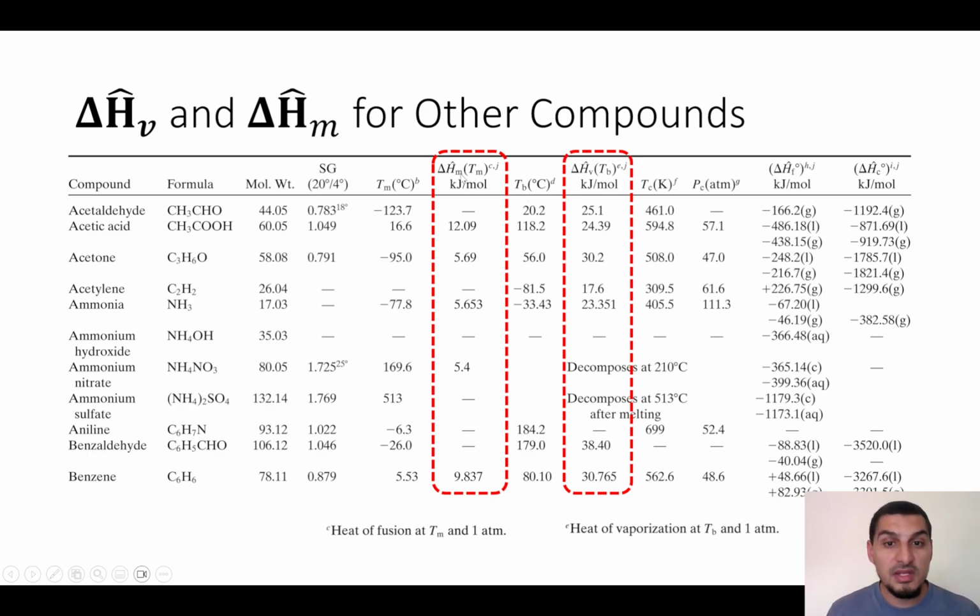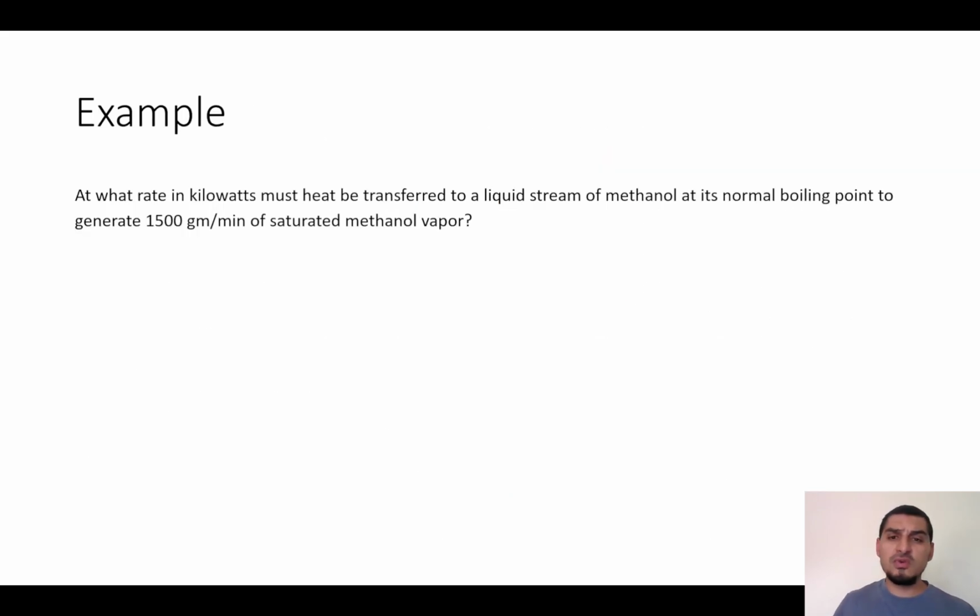And this is the value of the latent heat of fusion and the latent heat of vaporization, but this value is at the melting point, the normal melting point. This is at the normal boiling point. So this is important, and we need to be careful about this as well, because the value varies, so we need to plan accordingly. So this is all we need to know.